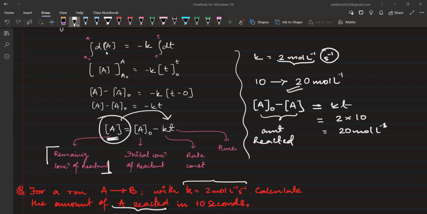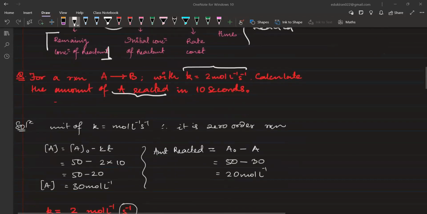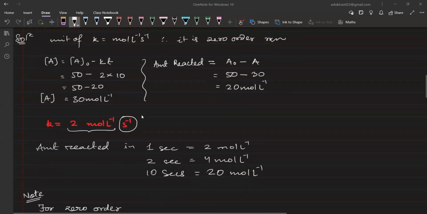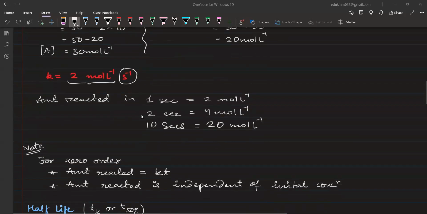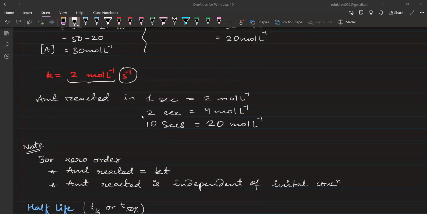ठीक है. I think ये question जब हमने दिया था, in this question I initially gave like A naught is 50, then I removed that question. मतलब वहां से फिर से हमने 50 हटा दिया था, दोनों तरीके से सॉल्व करके दिखाया था. ठीक है. This is same thing. Amount reacted in 1 second is 2 mole है ना. I hope you can understand this when you have the notes.